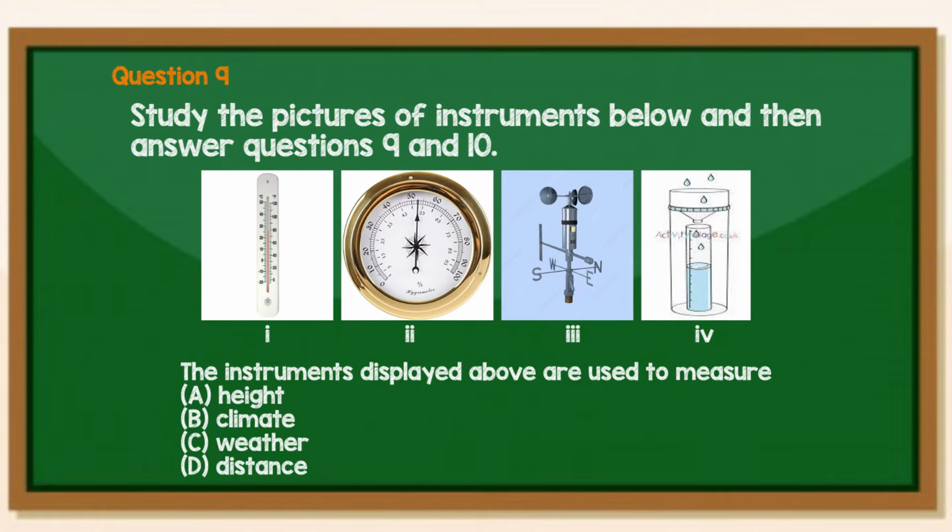Next, we have some pictures. So let us see what they relate to. Study the pictures of instruments below and then answer questions 9 and 10. Study them carefully because you have to use them to answer questions 9 and 10. Question 9. The instruments displayed above are used to measure A, B, C, or D?